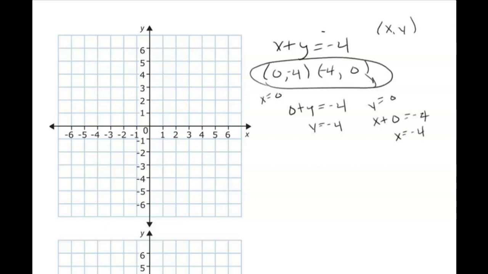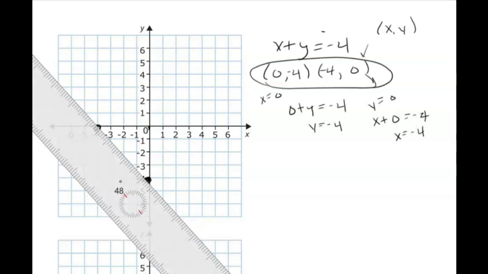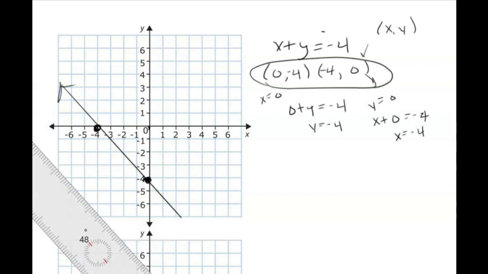So these are the 2 points that I'm going to plot, right? The first one is my y-intercept, so (0, -4): start at 0, 1, 2, 3, 4, right there. And then my x-intercept over here, (-4, 0): 1, 2, 3, 4. And then grab your straight edge. Remember, I was telling you about that in the last section. Don't be lazy. Let's make a nice clean graph here.